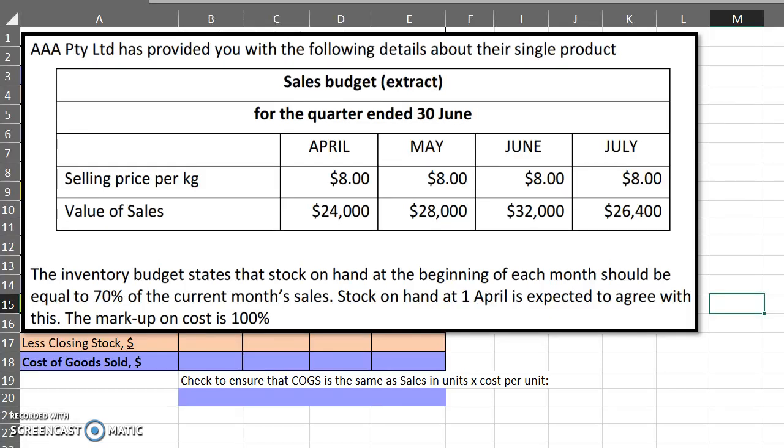Let's start. Let's assume the company has provided us with the following details about their single product. We've got sales budget information for the future quarter, so for the quarter of the next year. We've also got the management policy. The inventory budget states that stock on hand at the beginning of each month should be equal to 70% of the current month sales. Markup on cost is 100%.